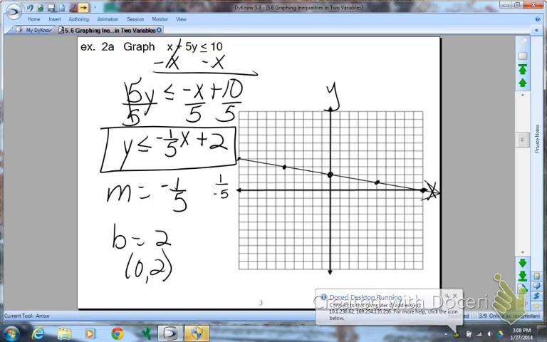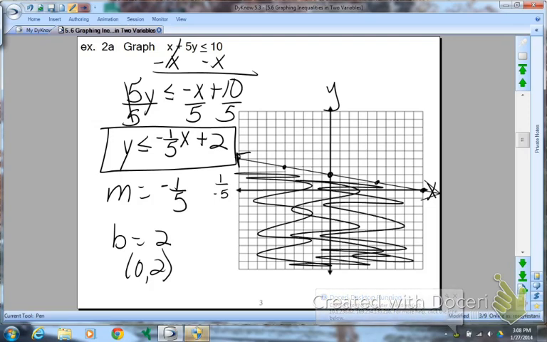If you only had like 3 of those, that's fine. And this is a less than, so do we shade above or below? Below. And this is below. Okay?